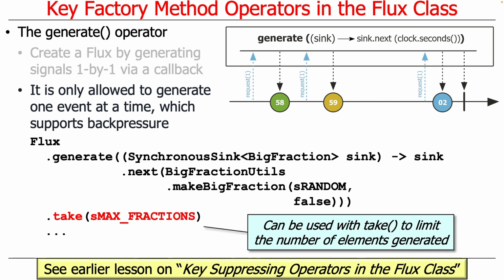Therefore, we need to limit the amount, if we don't want this to go on forever, by using a suppressing operator like take, which we've talked about before. So this will limit the number of random big fractions up to sMaxFractions of them.